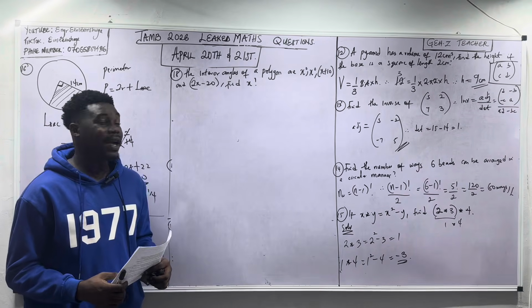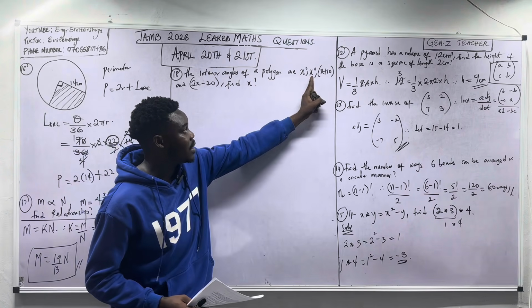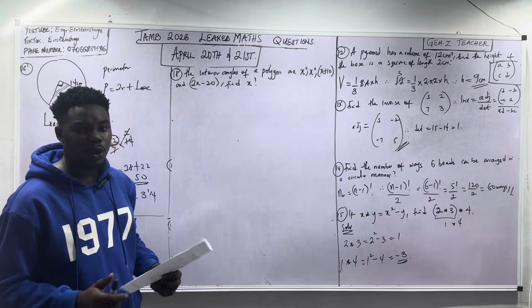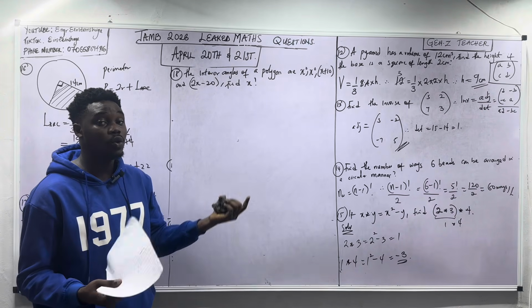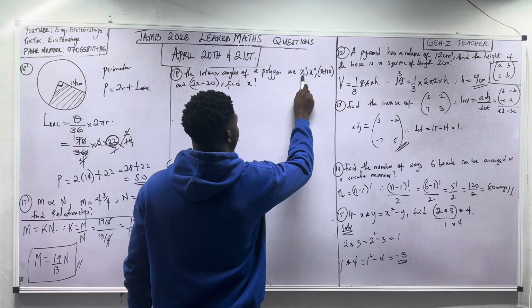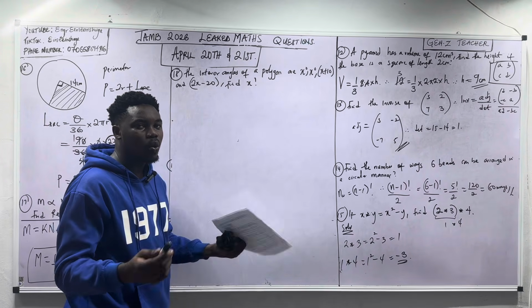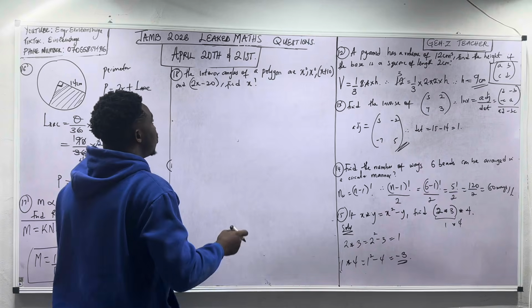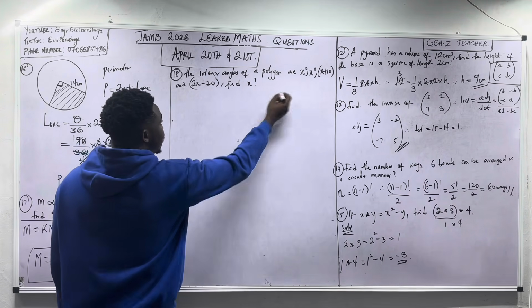Number 18 says the interior angles of the polygon are given as x, x, and so on. Find x. Now quickly, we're not told the kind of polygon, but from the amount of angles given, you will know. Now let's count. 1, 2, 3, 4. So 4 angles. That's a quadrilateral. And the sum of interior angles for a quadrilateral is 360. So quickly, we're going to sum all of them.